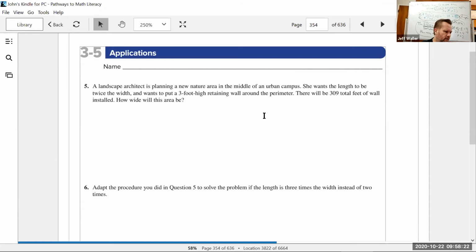They just gave it to me as like, oh yeah, by the way, it's a 3. If it was a 7-foot high wall, I don't care. It's not going to affect my problem because my problem is not about that. It's about perimeter. So take a minute and try to set this problem up. Draw the picture, identify the players, figure out who's just going to be a letter.